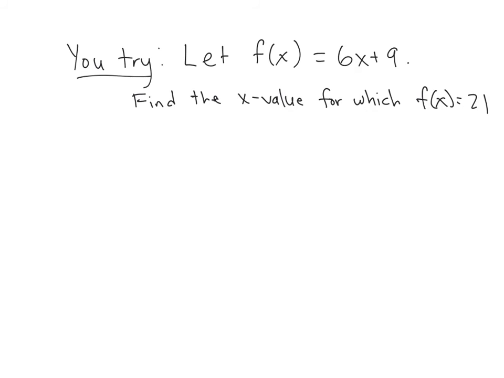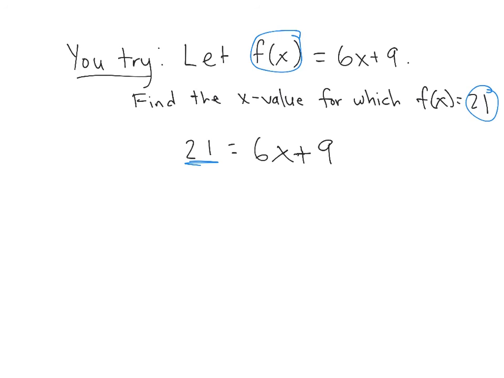Alright, here's the second problem for you to try. We're going to let f of x equal 6x plus 9, and again they're giving us the output value of 21. So find the x value for which our output f of x is equal to 21. Just a hint, that 21 number is going to be our left-hand side, right? So when we go to input 21, we're going to be inputting into the left-hand side. Go ahead and work that out, and when you find that x value, you can go ahead and enter it as your answer.